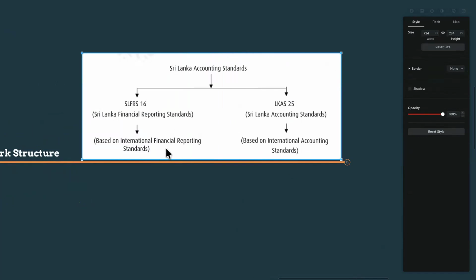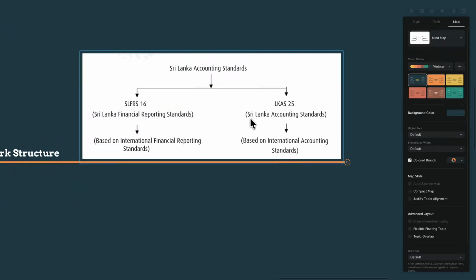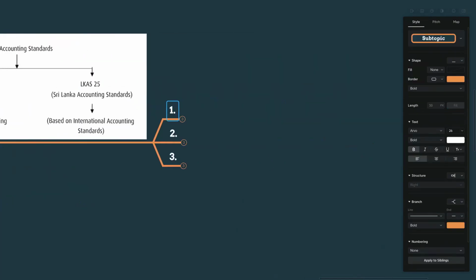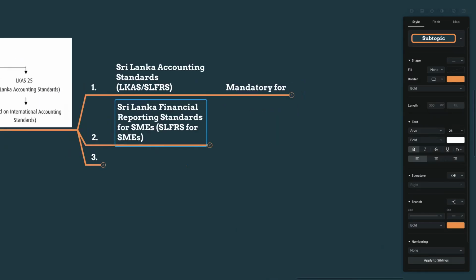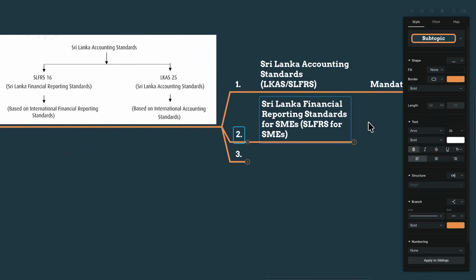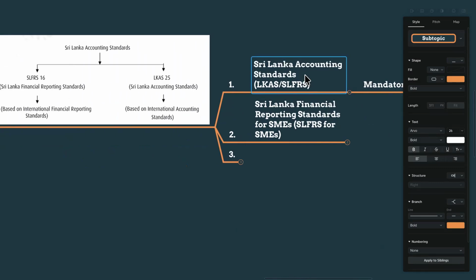Right? So based on International Financial Reporting Standards, we have SLFRS. There are 16 SLFRSs. Based on International Accounting Standards, we have LKS, 25 LKSs. Right? So Sri Lanka Accounting Standards, LKS or SLFRS. Now there are three types, okay? The first one is Sri Lanka Accounting Standards. We call it LKS or SLFRS.